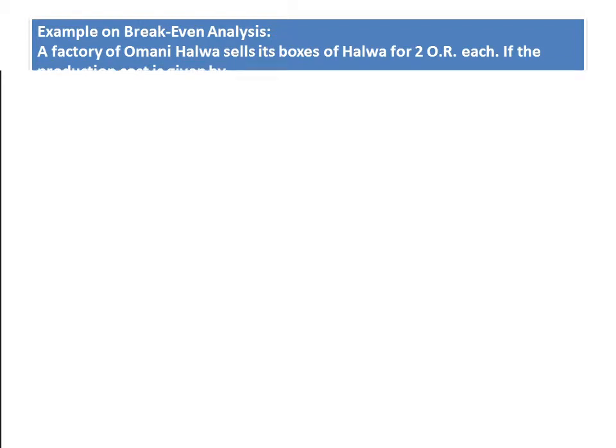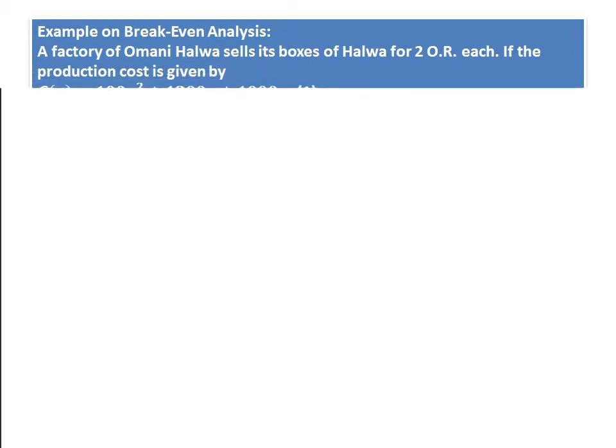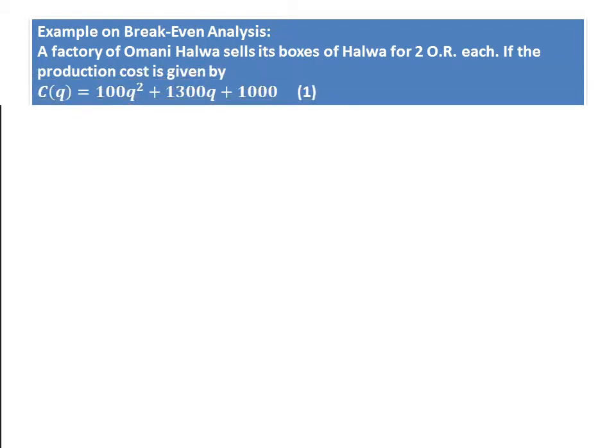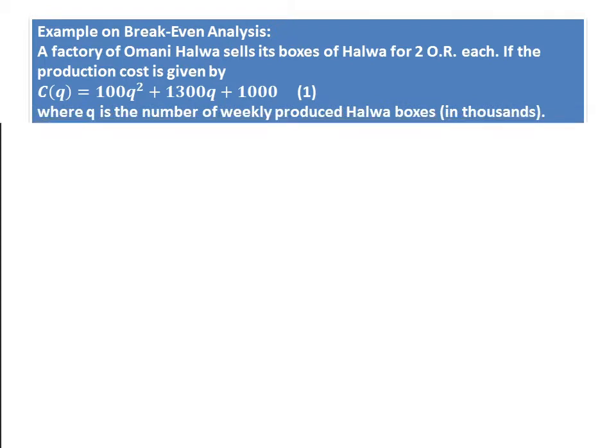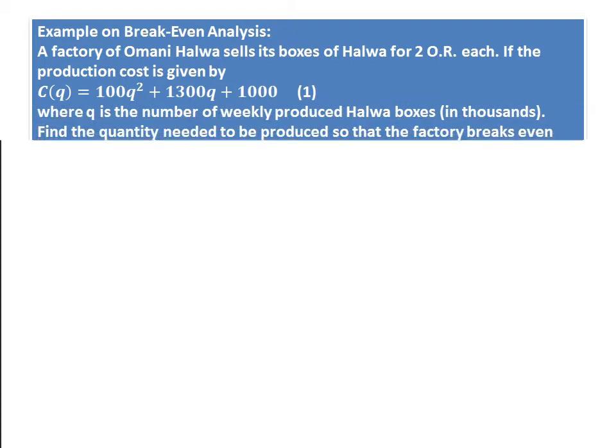A factory of Omani Halwa sells its boxes of halwa for 2 riyals each. If the production cost is given by C of Q equals 100 Q squared plus 1300 Q plus 1000, where Q is the number of weekly produced halwa boxes in thousands. Find the quantity needed to be produced so that the factory breaks even.